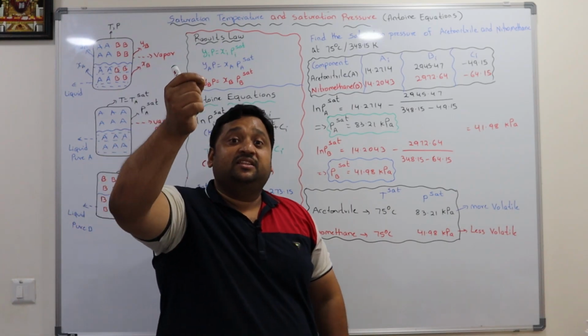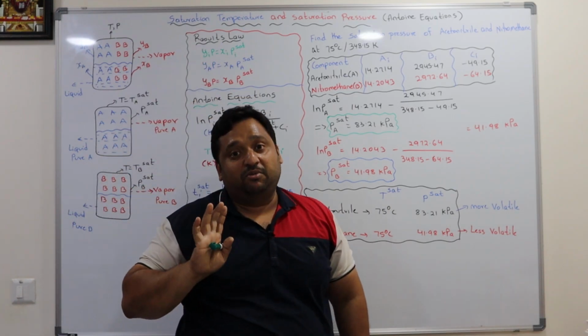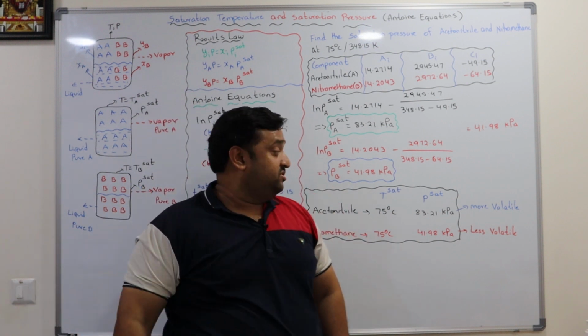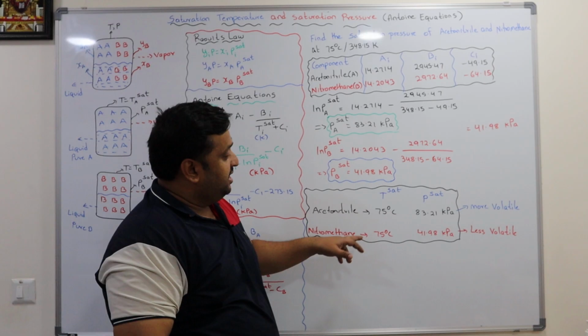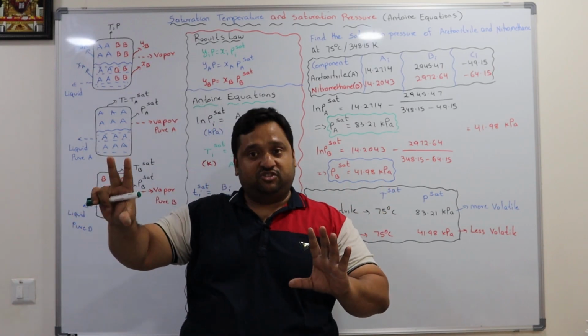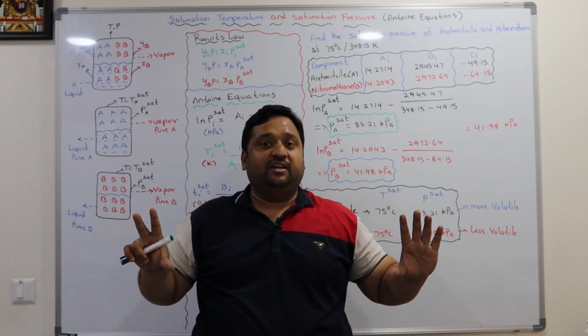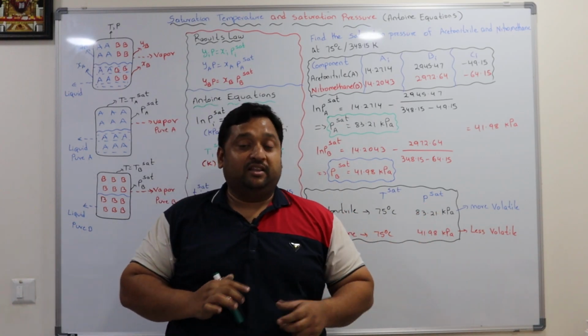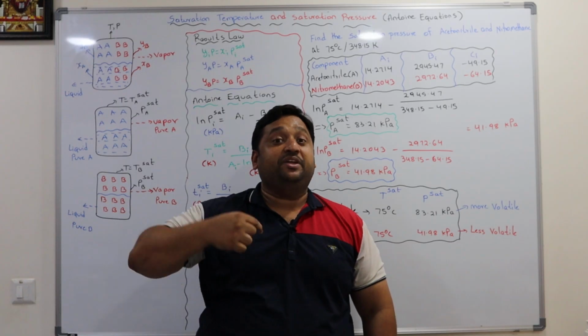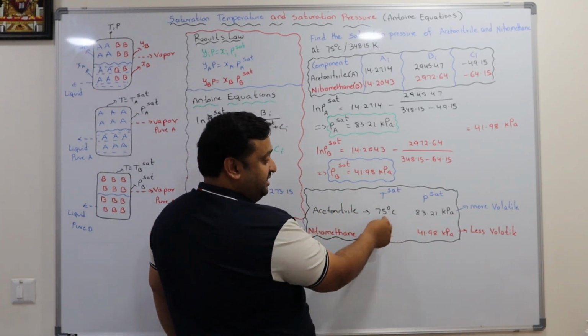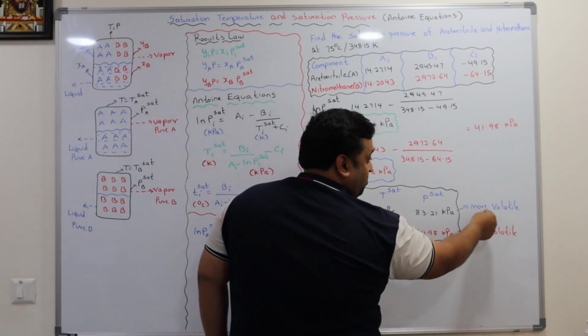Can you guess which one is more volatile? More volatile means the boiling point will be lower at that particular pressure. Don't worry about it, you will get clarity in future videos. Imagine there are two containers, one of acetonitrile at 75 degrees and the second of nitromethane at 75 degrees. Which one is more volatile? That means which one evaporates more easily? The one which creates the higher pressure at the same temperature is more volatile in nature.